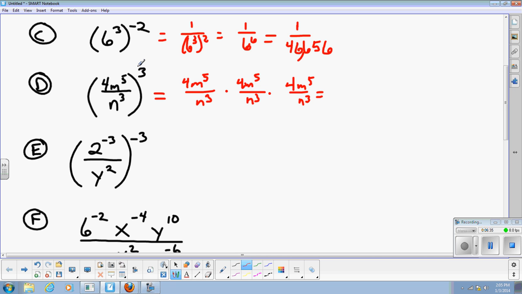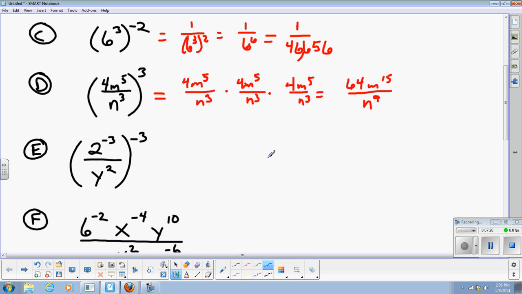That would allow me then to say, hey, I could distribute this as an exponent of 1 on the 4, so I do 3 times 1, which is 3. And as I do that, 4 times 4 times 4, that's 64. M to the 5th times m to the 5th times m to the 5th. Well, 5 times 3 is 15, so I have m to the 15th. And then on the bottom, 3 times 3 is 9. So 3 plus 3 plus 3 also gives me 9. So in other words, when we have a division problem and that fraction is raised to a power, this power 3 on the outside is done to every single exponent on the inside.